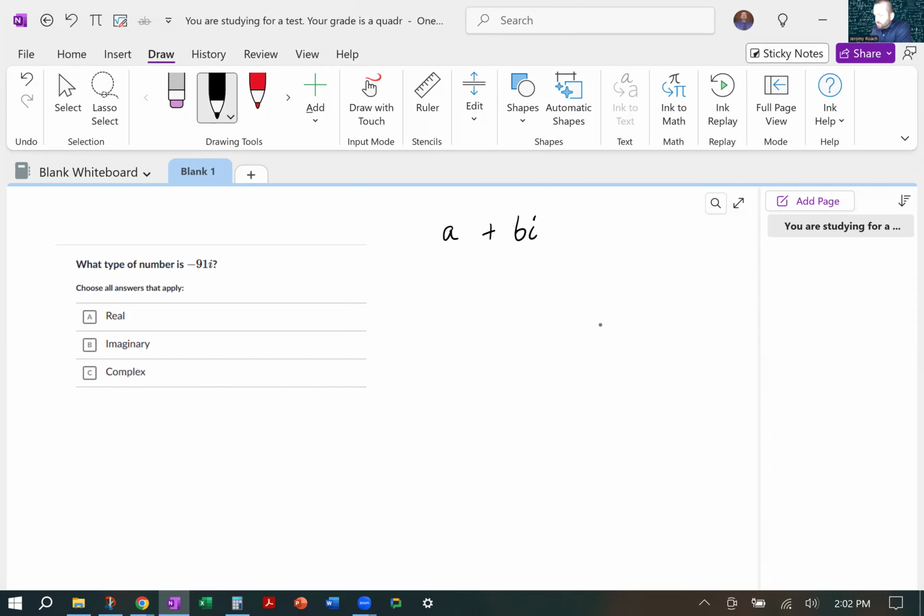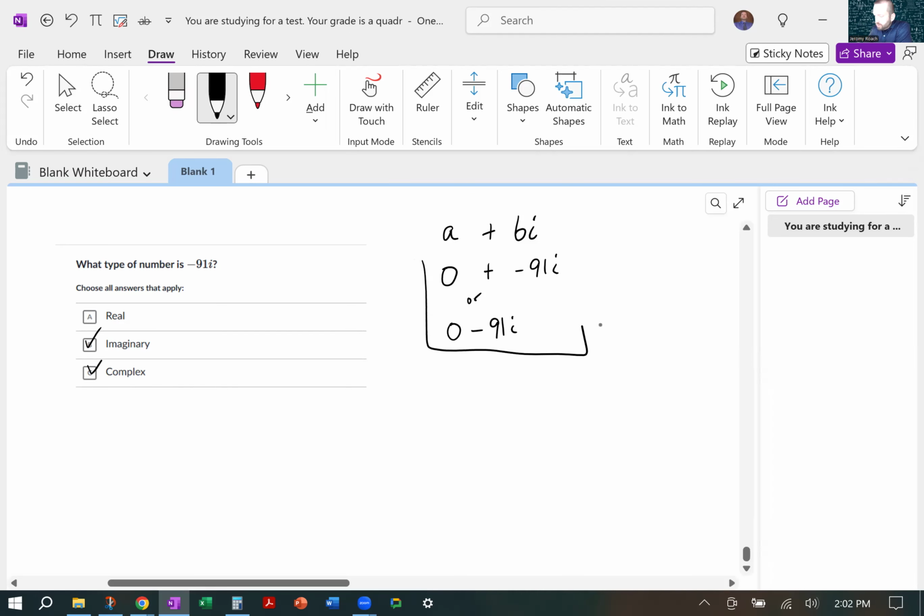Well, we have an i form there. That means that we've got the imaginary part, but it's also complex because a could be 0 as well. So it could be 0 plus negative 91i, or you could say 0 minus 91i. So either one of those statements would be true.